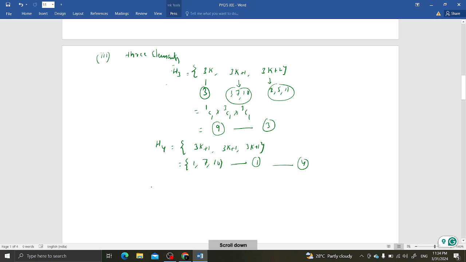Now H5, we can say 3k plus 2 format, because they are also 3k plus 2. It is also divisible by 3, because 2 plus 2 plus 2 is 6. So it is divisible by 3 also. What will it be? 2, 5, 11. 2 plus 11 is 13, plus 5 is 18 again. So it is also 1. Here we have this fifth type.